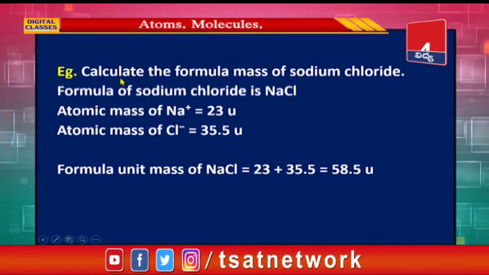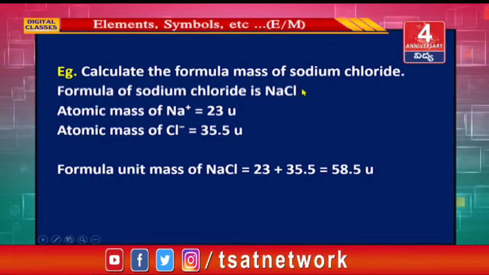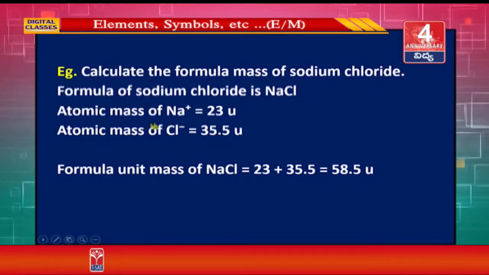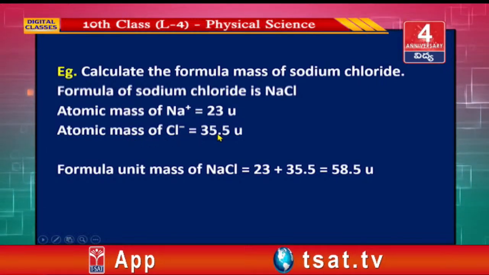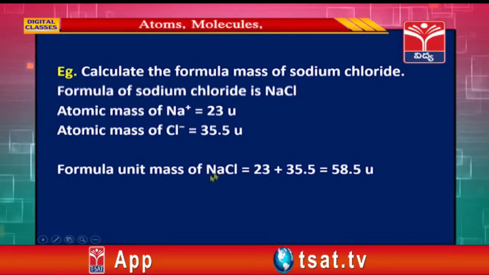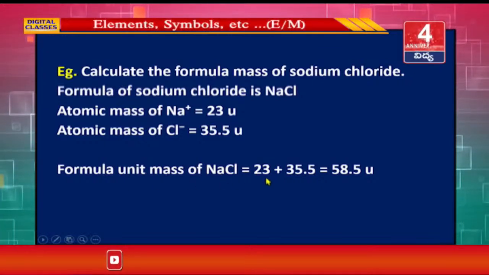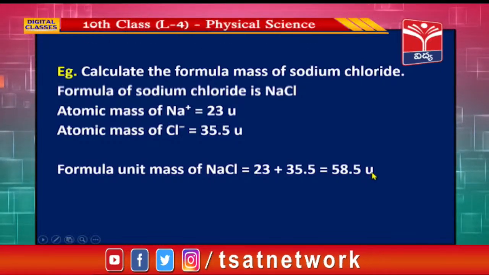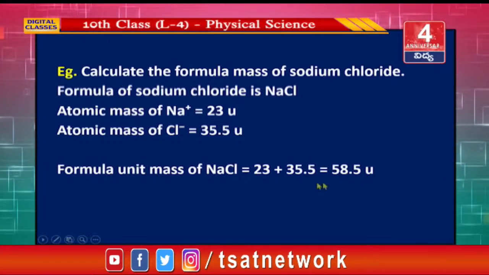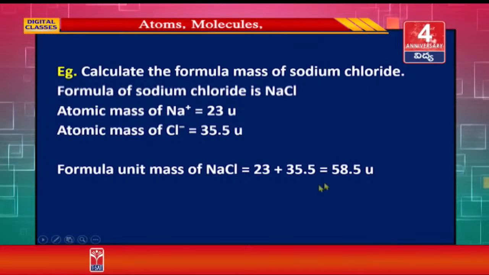Children, let us calculate now. The formula of sodium chloride is NaCl. The atomic mass of sodium will be 23 U and the atomic mass of chlorine will be 35.5 U. So, the formula unit mass will be 23 plus 35.5, that is equal to 58.5 U. Okay, children, this is the formula unit mass of sodium chloride.